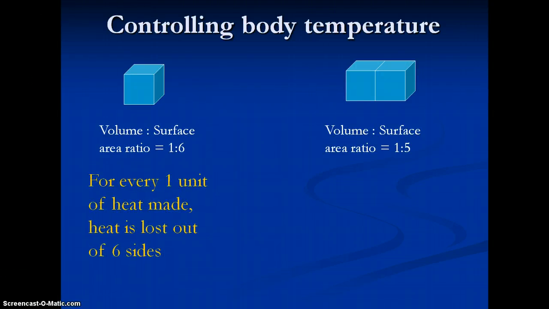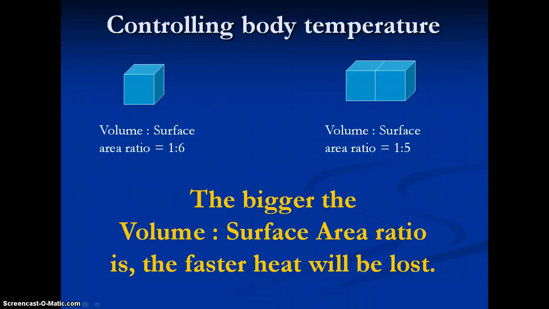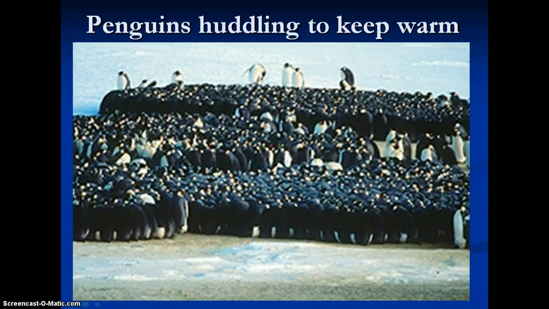That means that for every 1 unit of heat made, heat is lost out of 6 sides on the little organism, and for every 1 unit of heat made, heat is only lost out of 5 sides on the larger organism. Therefore, the bigger the surface area to volume ratio is, the faster heat will be lost. That means if you're just a little guy with more surface area compared to that volume, you're losing heat faster.